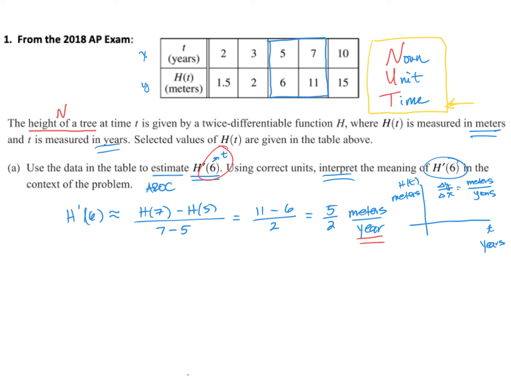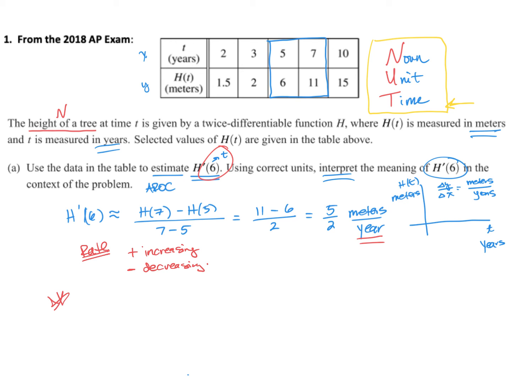And don't forget, they're asking us to interpret the meaning. So we also have to talk about what we've found. Remember, whenever we talk about a derivative, we're talking about finding the rate. So we want to include the rate, and we want to talk about if the rate is increasing, and that's if we have a positive value, or if we get a negative value, that means the rate is decreasing. All right, so let's put it all together.